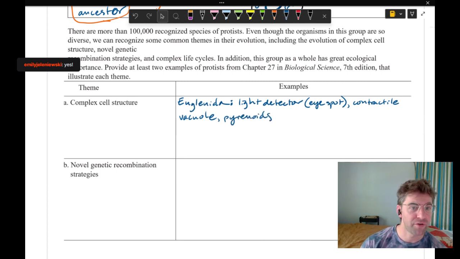Pyrenoids, and I actually don't remember what pyrenoids are. Pyrenoids are subcellular microcompartments found in chloroplasts of many algae and in a single group of land plants, the hornworts. They promote photosynthetic CO2 fixation. Cool. That's why I don't remember what they are.